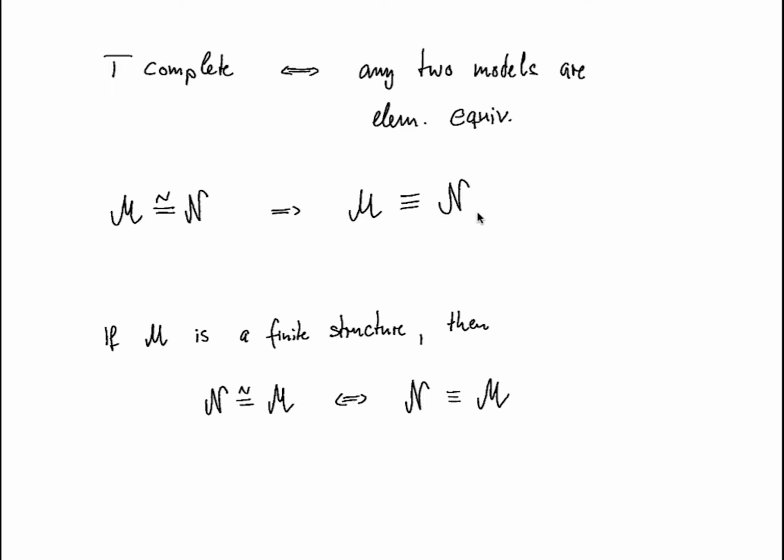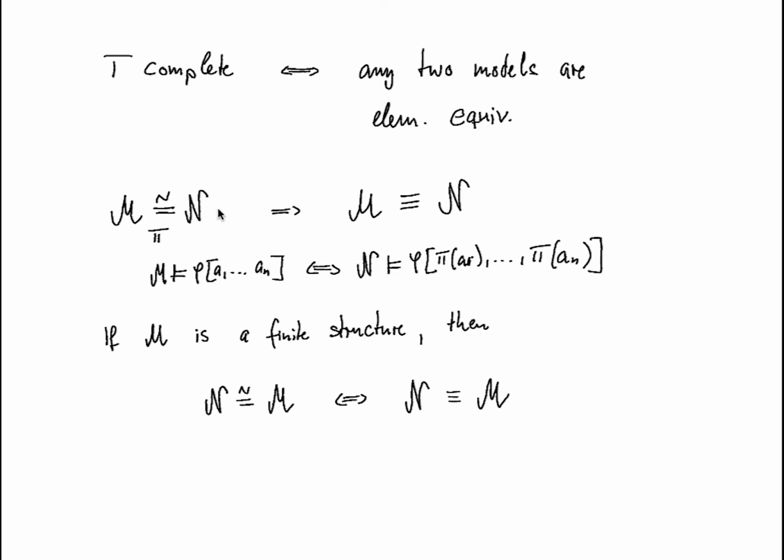The reason is simply that if we have an isomorphism, let's say pi, then we know that a formula phi with assignment a1 up to an to the free variables holds in M if and only if the same formula with the assignment now pi of a1 to pi of an holds in N. And since we're only interested in sentences here, that follows automatically from the isomorphism property.